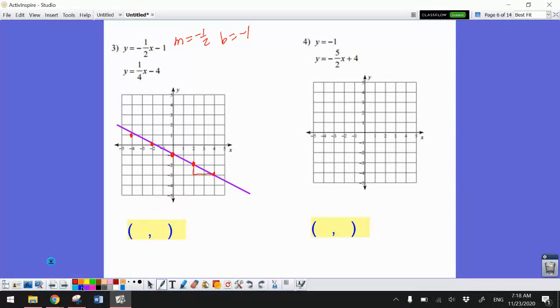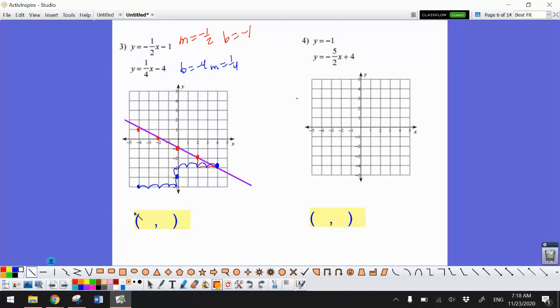Okay, let's see if we can get our second line. So b is negative 4, and our m is 1 over 4. So here's negative 4. If I'm going to go up 1, right 4, up 1, 1, 2, 3, 4, I see again it falls right on the line. Opposite, down 1, left 4. It's always really nice when they fall exactly on another point.